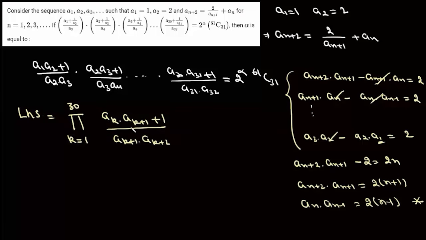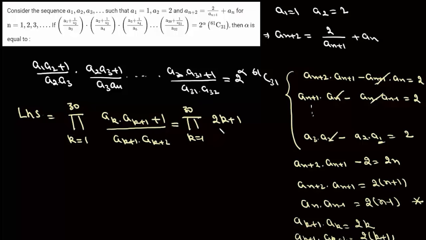Now ak into ak plus 1. So if you put n as k plus 1, we'll get ak plus 1 into ak, which will be equal to 2k, and ak plus 1 into ak plus 2 will be 2k plus 1. So we can write this as the product, k varies from 1 to 30, of (2k plus 1) upon 2 into (k plus 1).